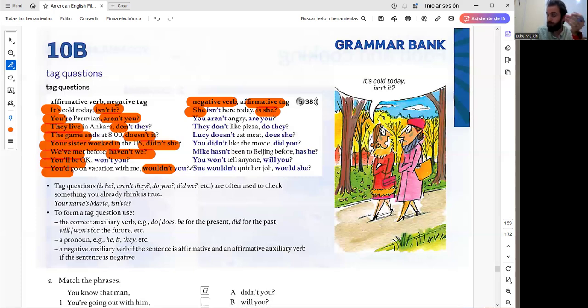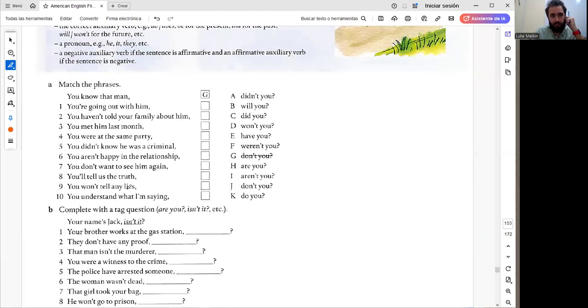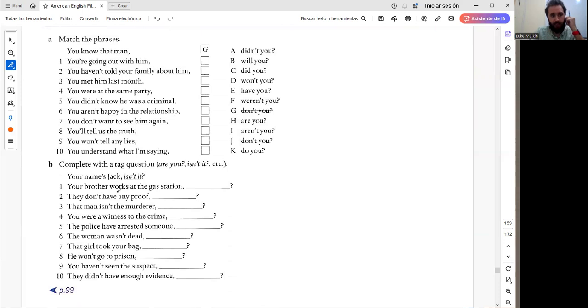If it's present simple, we need to use the auxiliary do. And if it's past simple, we use the auxiliary did. Okay, let's practice a little. We have part A, 10 questions, match the sentence to its tag. For example, you know that man, don't you? Present simple. So the tag was don't you. Pause and complete 10 questions.